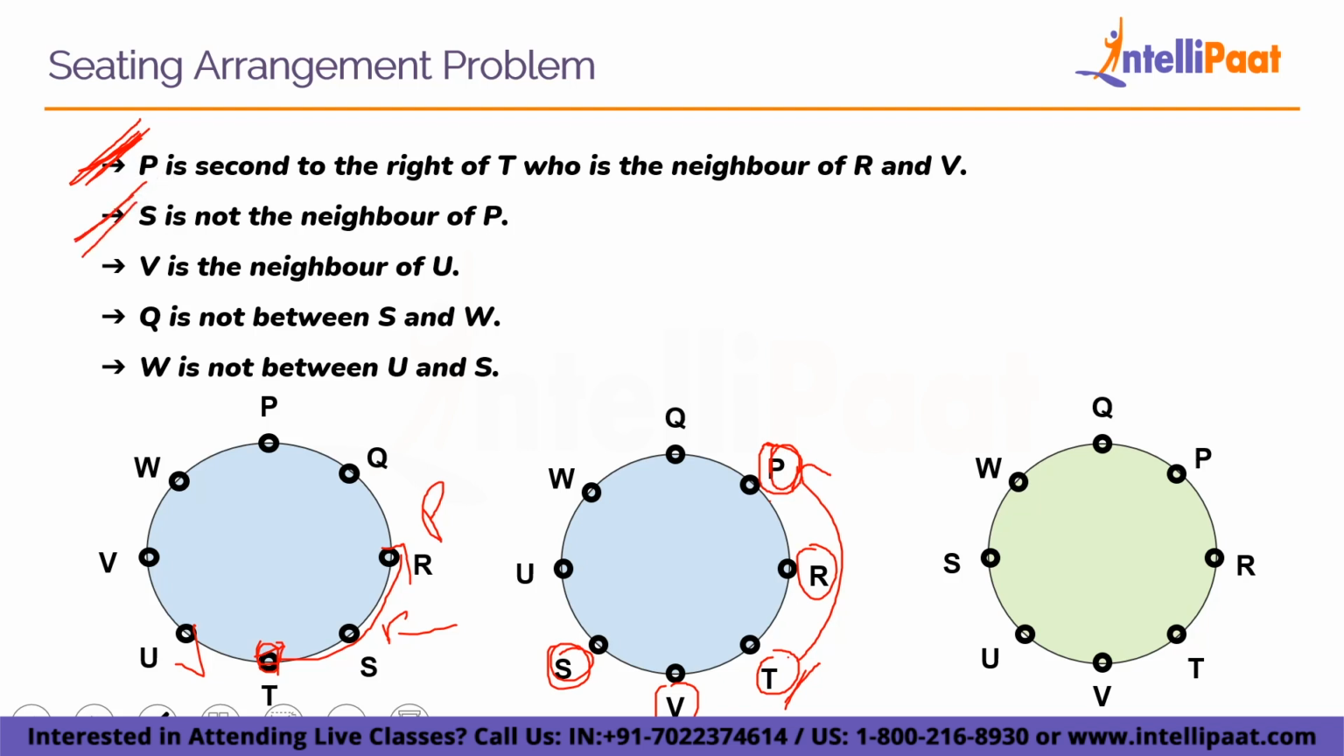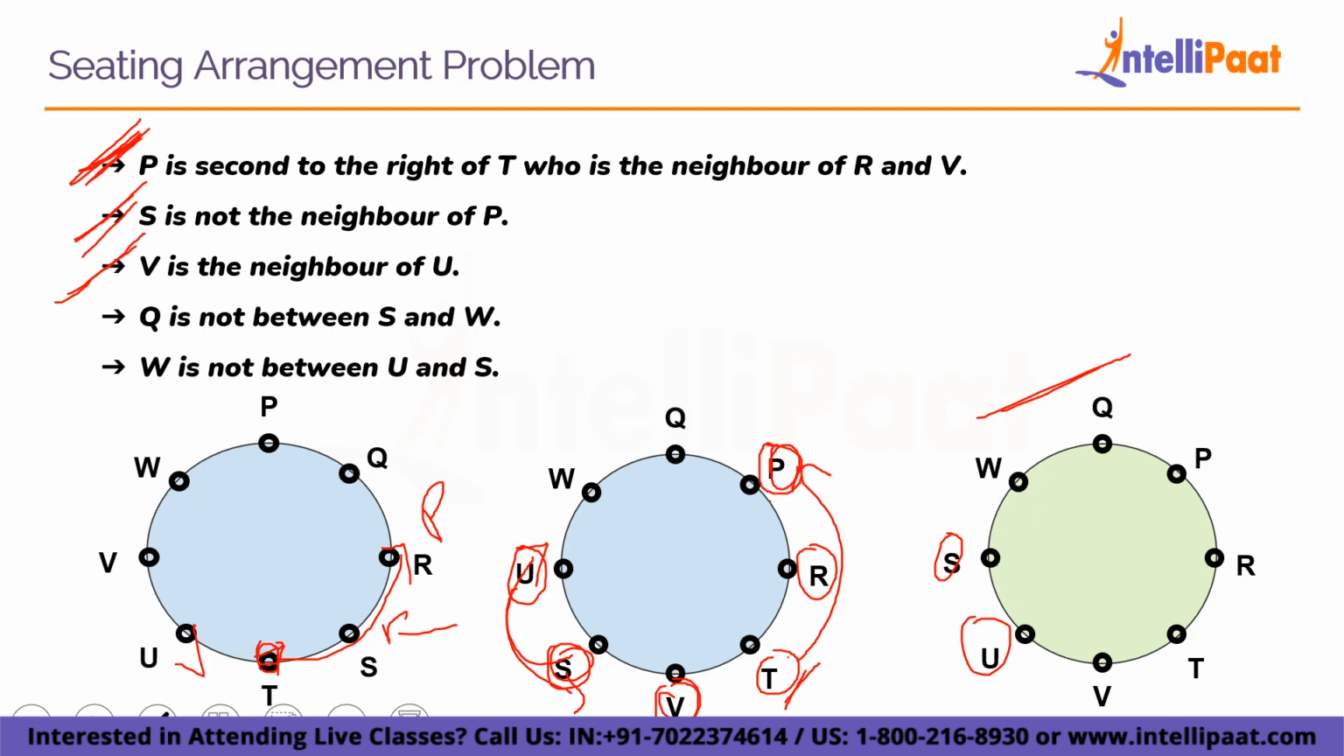And coming to the third information that we have, it says V is the neighbor of U. So here it is V and we have U here. So what we will do, we will place U here and S to the position of U. So as you can see in this diagram, I have placed S here and U here, right? Now this information is also covered.